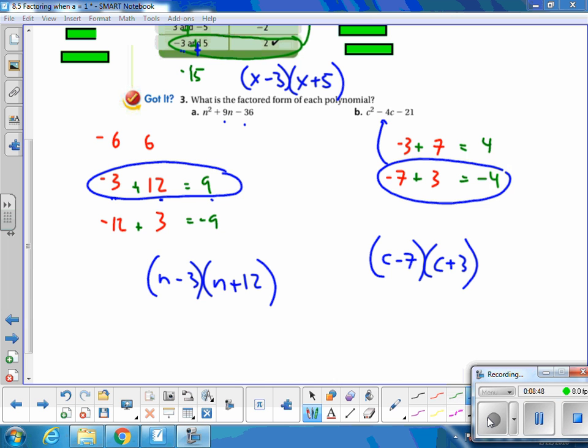B was a little interesting because both the terms ended up being negative here. So I knew that in order to get a negative product, I needed one factor negative and one factor positive. So I tried my 3 and my 7, because that gives me 21. And when I add those together, I end up with a negative 4, which gives me c minus 7 times c plus 3.